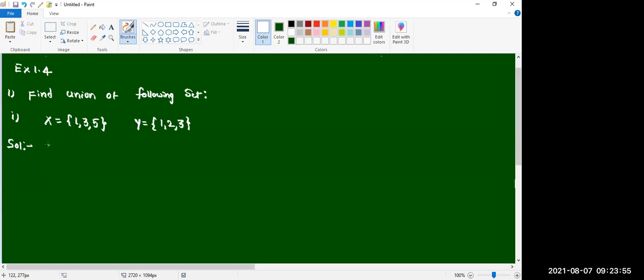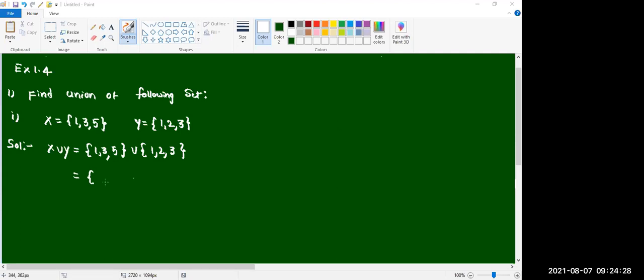If this is the question, first we should write like this: X union Y equals X union Y equal to {1, 3, 5} union. After learning the concept, we can write the direct answer. What is the union of two sets? We should write all the elements. So, students, anybody having doubt in this union, how to find?